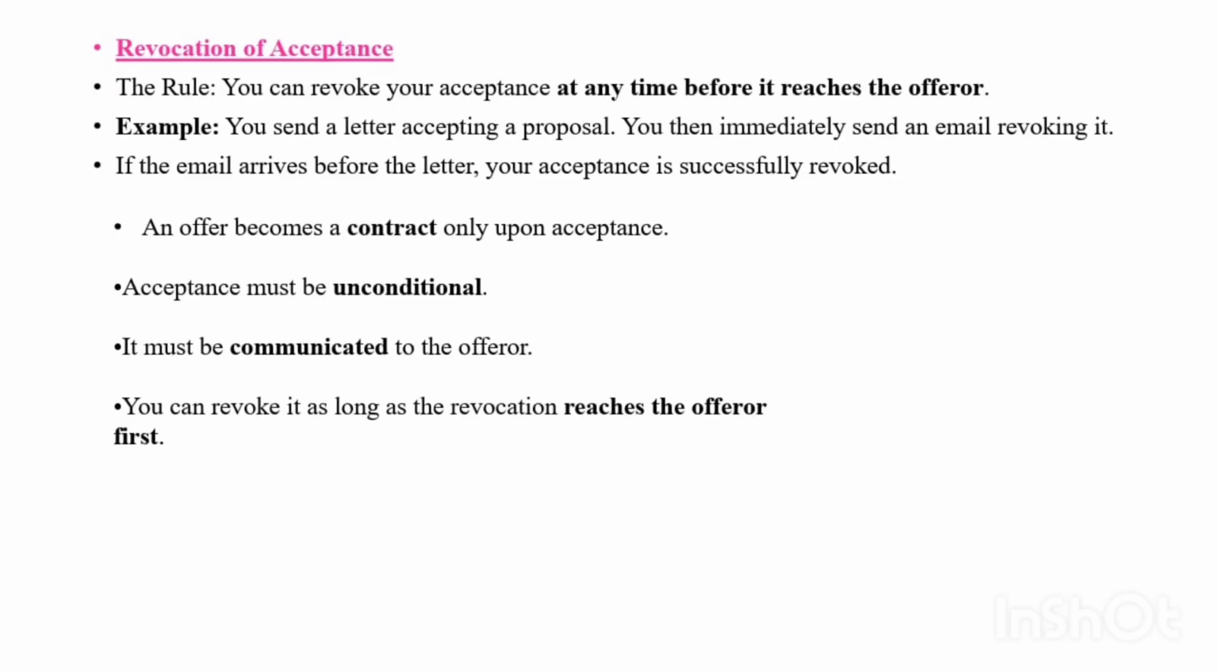So the next topic is the race to revoke, or revocation of acceptance. You can revoke your acceptance at any time before it reaches the offerer. So for example, you sent a letter accepting a proposal. You then immediately send an email revoking it. If the email arrives before the letter, your acceptance is successfully revoked.